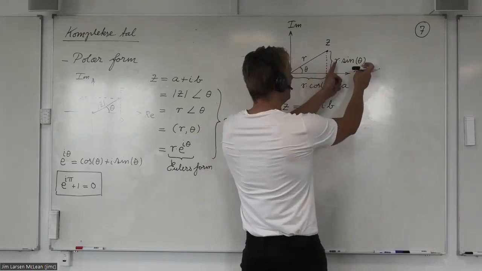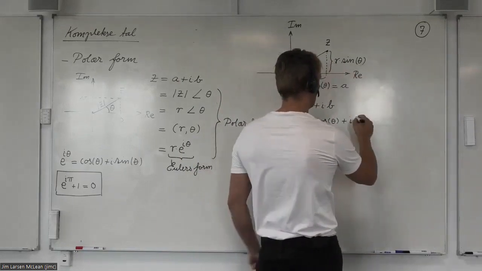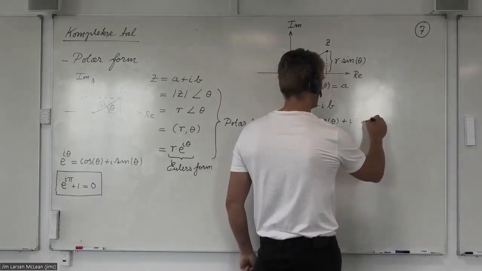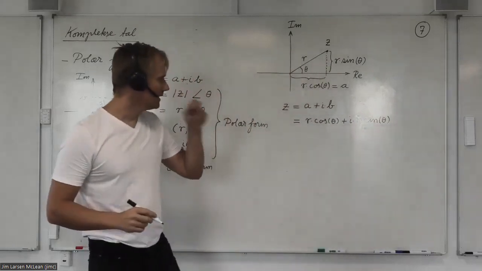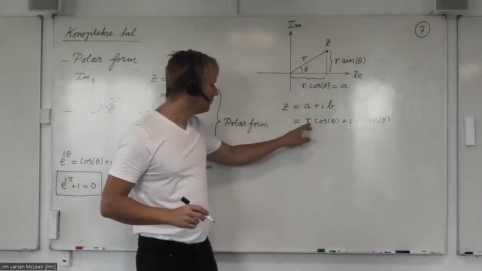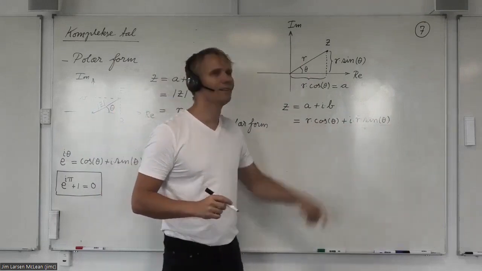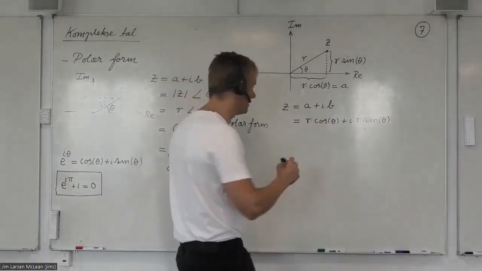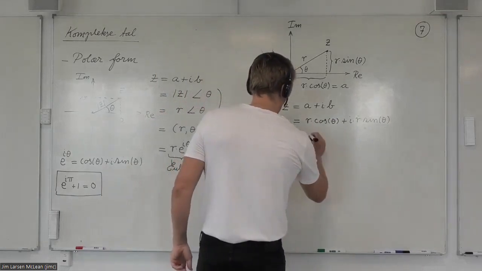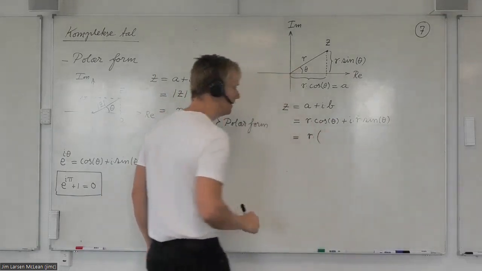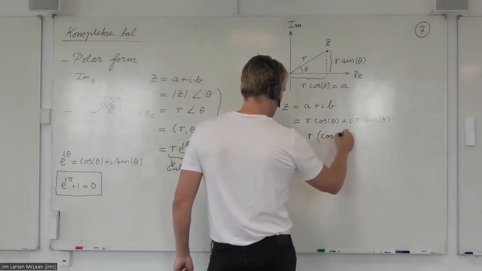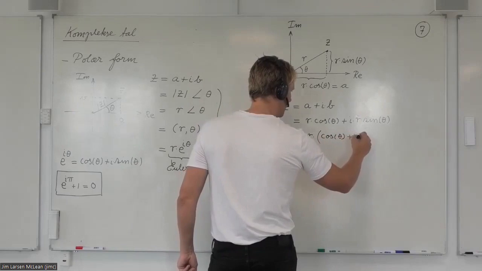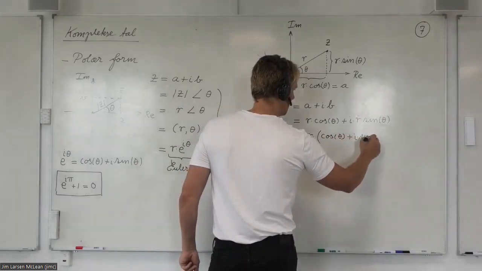How awesome is that? So I'll just copy paste it down here. And now we can see that r is a common factor because it's a factor present on both sides, which is why we call it common, and it can be factored out. So I can write it like this, r times parentheses cosine theta plus i times sine theta.